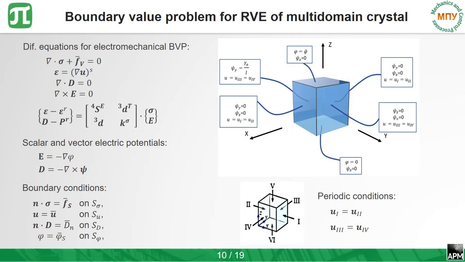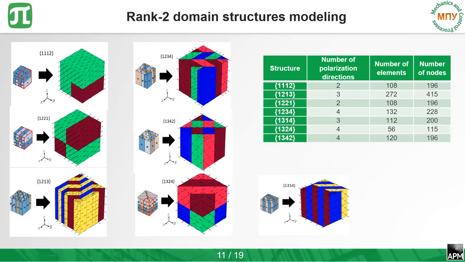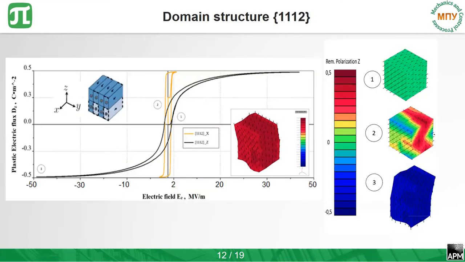And we take the mechanical periodic conditions, so they are the same in two directions. The electric conditions are here as well. So we took those seven proposed structures and defined finite element models of them. Here are some characteristics, number of elements, number of nodes. And then we simulated them. We achieved the three-dimensional hysteresis while loading in three different orientations along the three axes.